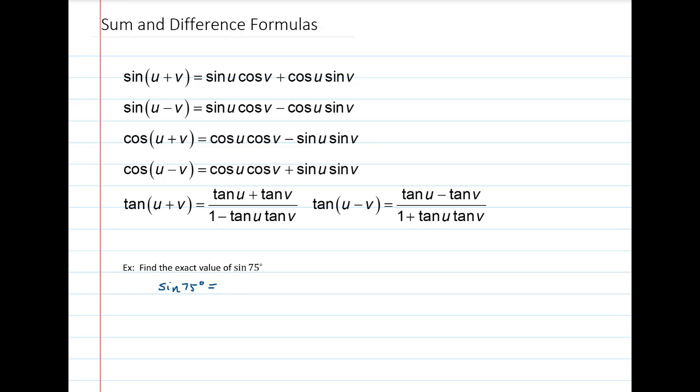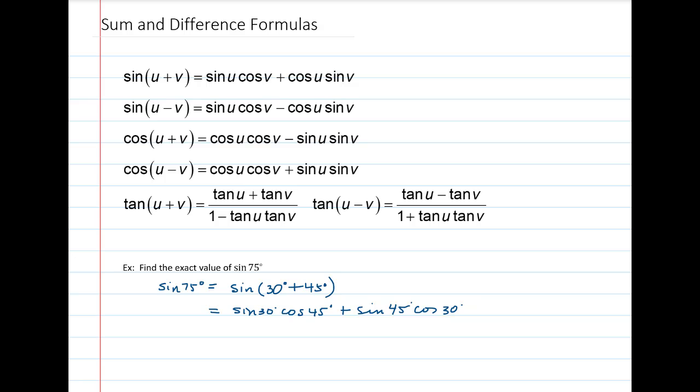If we can come up with a combination of two angles that add up to 75 degrees, or whose difference is 75 degrees, then we can use this formula. Now those two angles have to be in the unit circle so that we can find the exact answers. And luckily we can write 75 degrees as 30 plus 45 degrees, and 30 and 45 both are in the unit circle, so then we'll be able to use the formula and compute the exact value.